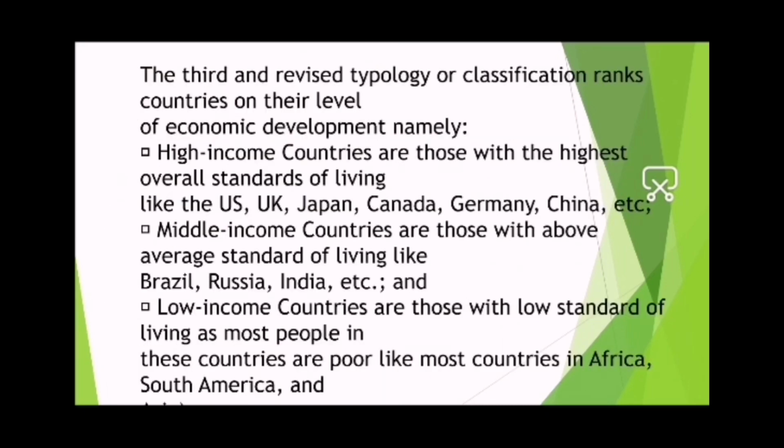The third and revised typology classifies countries on their level of economic development, namely high-income countries, which are those with the highest overall standards of living like the U.S., the U.K., Japan, Canada, Germany, China, etc. Middle-income countries are those with above-average standards of living like Brazil, Russia, India, etc.